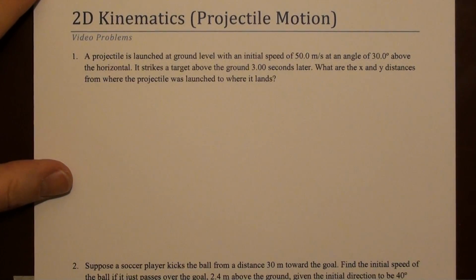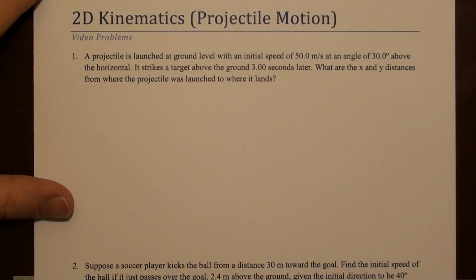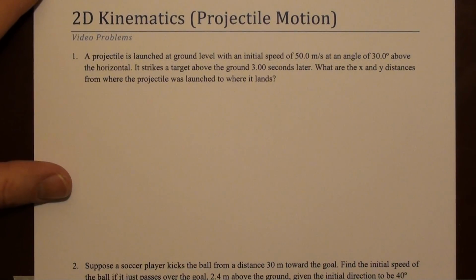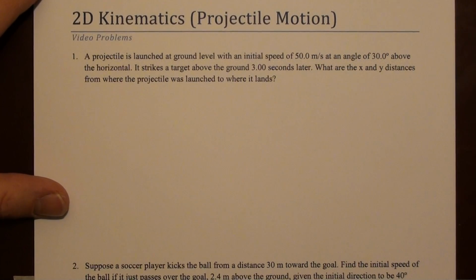Here we have a couple 2D kinematics or projectile motion problems. Number 1 says, a projectile is launched at ground level with an initial speed of 50 meters per second at an angle of 30 degrees above the horizontal. It strikes a target above the ground 3 seconds later. What are the x and y distances from where the projectile was launched to where it lands?